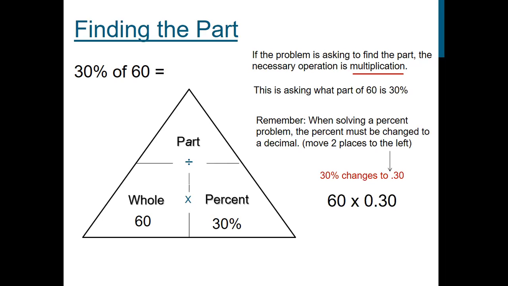So you wind up doing 60 times 0.3 or 0.30. And that does give you 18. So 18 becomes my part there and is my answer.